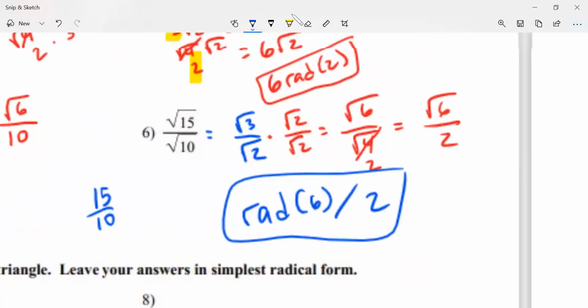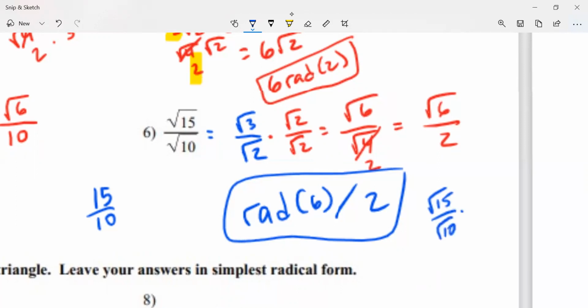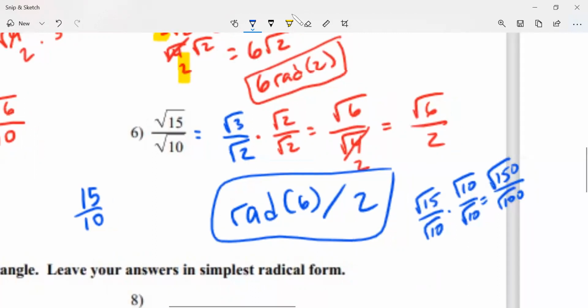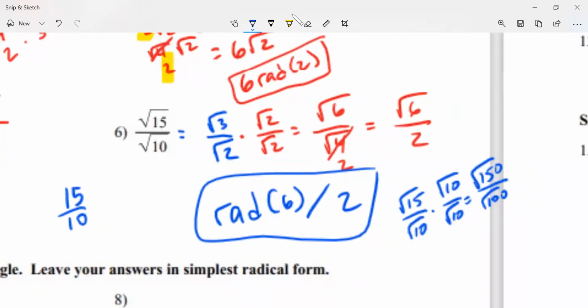Now, some of you might be wondering, Mr. Leonzo, what if I did not see that 15 over 10 can be simplified? And I just went radical 15 over radical 10, and I multiplied top and bottom by radical 10. So I get radical 150 over radical 100. What if I did not notice that? Okay, you will have to simplify things, and then things will simplify to radical 6 over 2. You're like, oh, how do I do that?